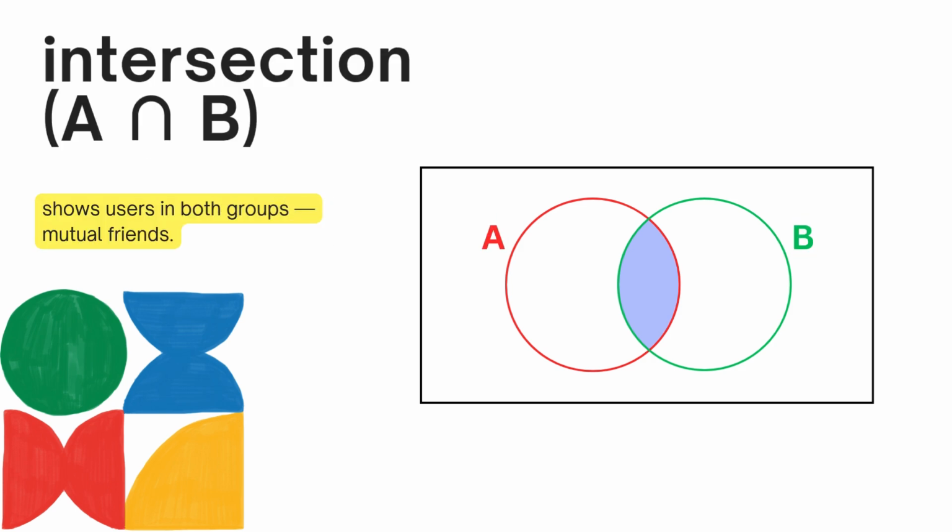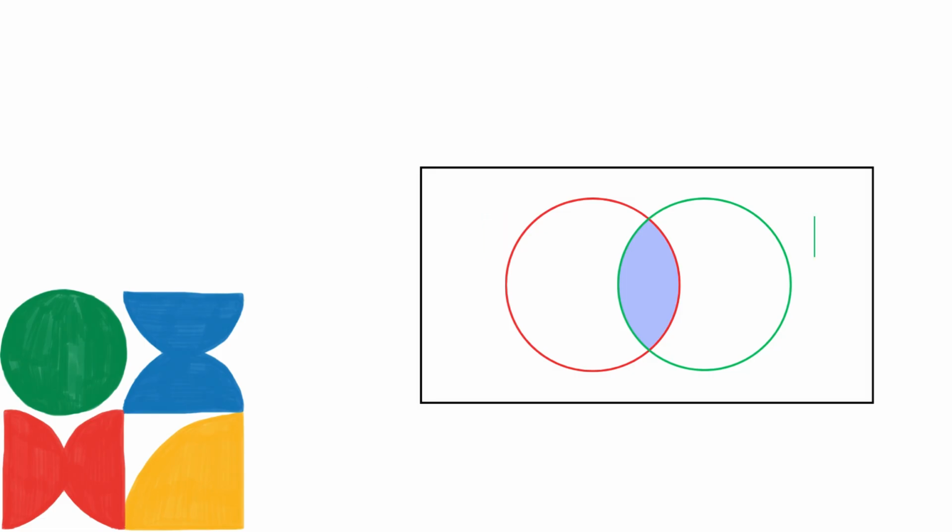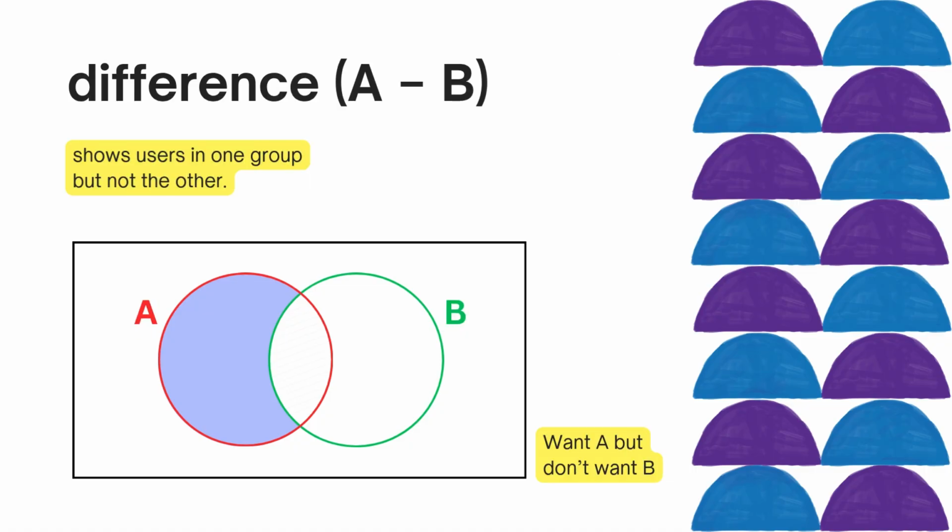Intersection, A intersection B, shows users in both groups. The blue shade is on the intersection of Group A and Group B. For example, this represents mutual friends in Facebook. Difference, A minus B, shows users in one group but not the other. Or we can say that we want A but don't want B.